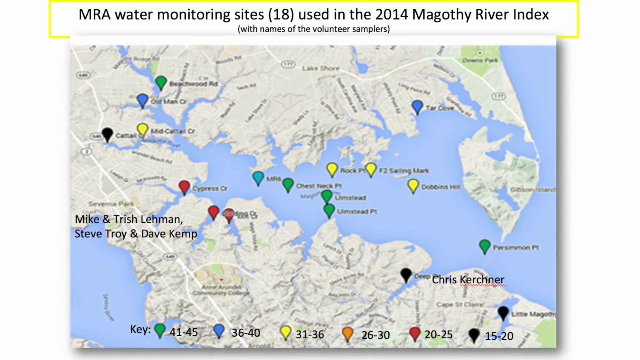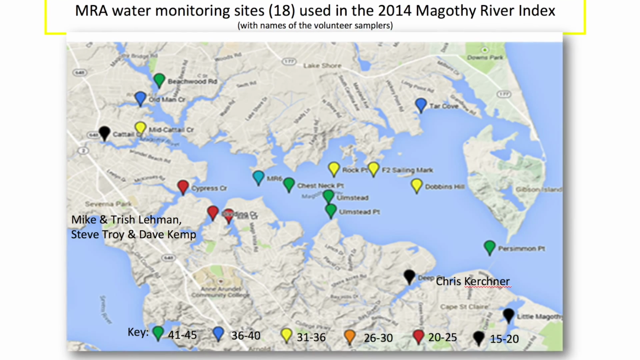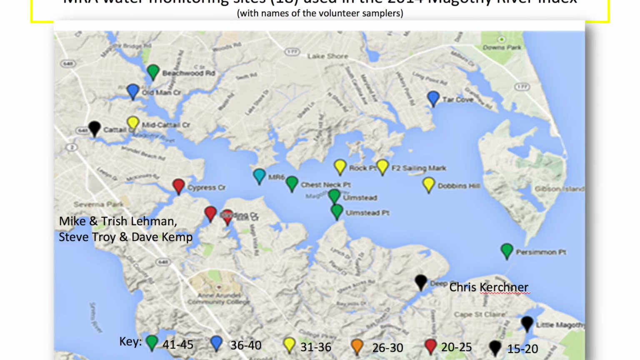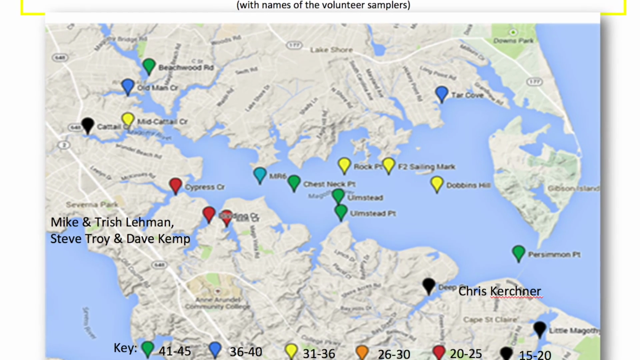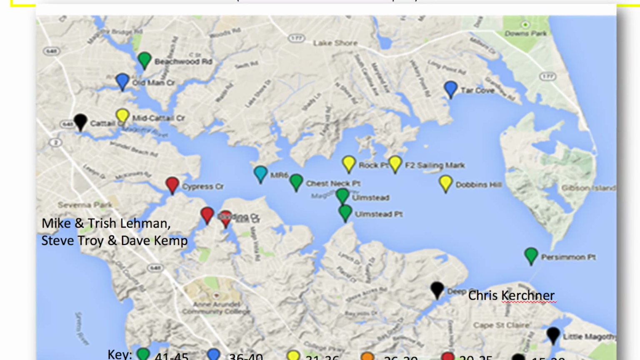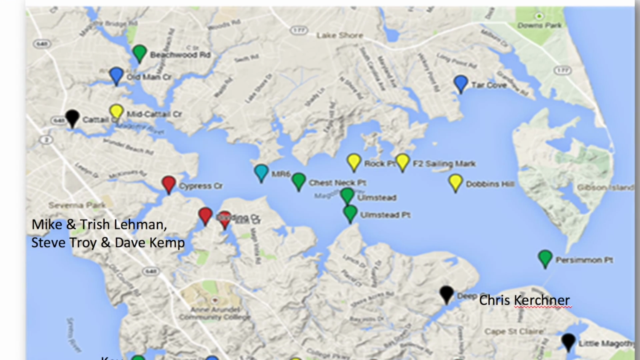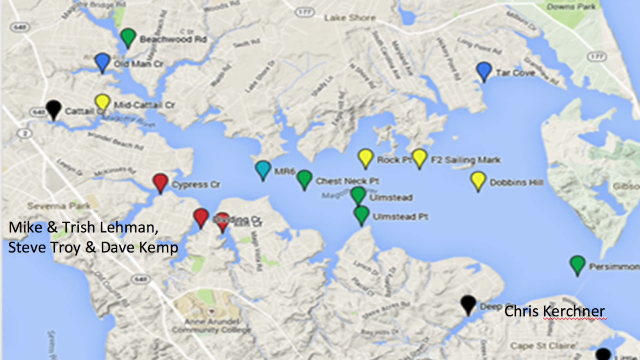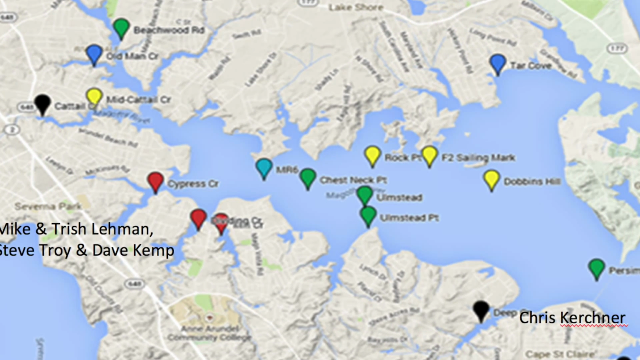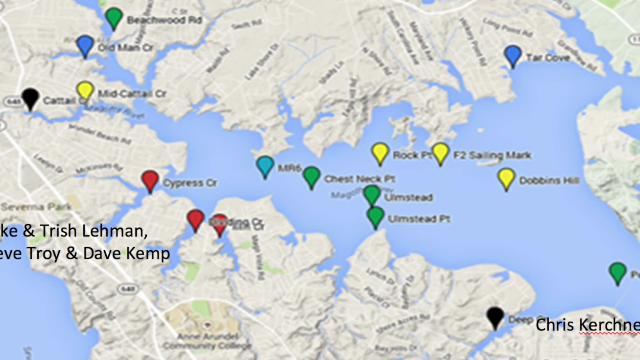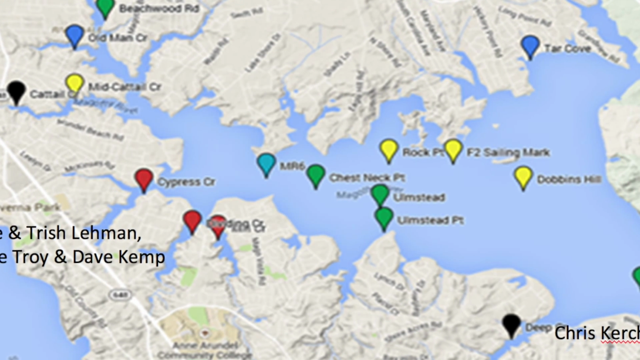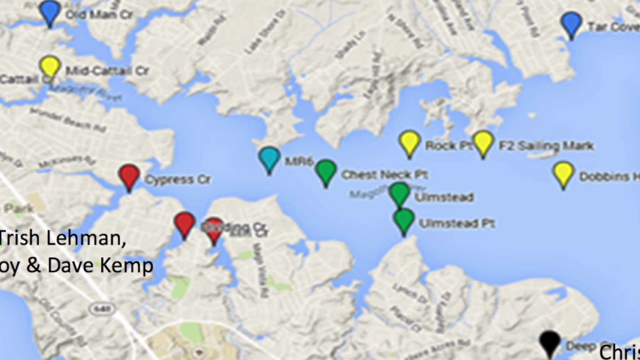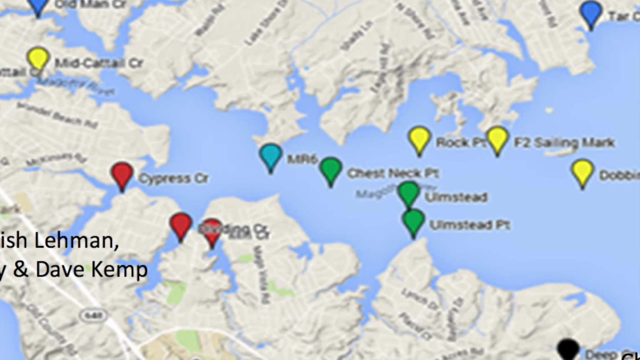Then the yellows, we're getting down into a lower rating there, and these would be these 3 over here, plus the mid-Cattail Creek point. The reason why these 3 are lower for open water sites than the others is poor water clarity. Dissolved oxygen levels were good here. This is an oyster reef, Dobbins Hill Reef. Rock Point is a reef, and this is the sailing mark out there, F2. The dissolved oxygen was good, but the water clarity was bad. That's why they end up in yellow.